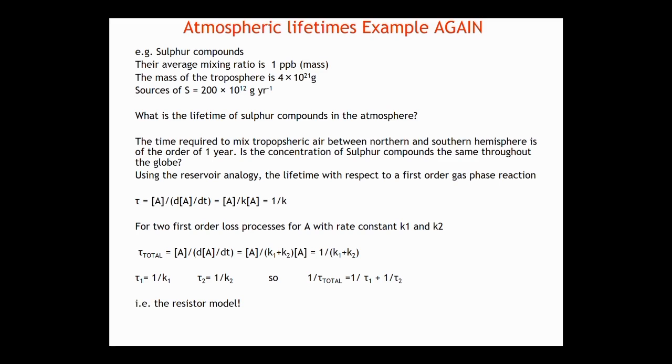So, the last thing: for two first order loss processes with two rate constants, we can add them up. We add the rates together. So when we add the total rate together to get the total rate, we must add 1 over the lifetimes together to get 1 over the total lifetime. Okay? Right.